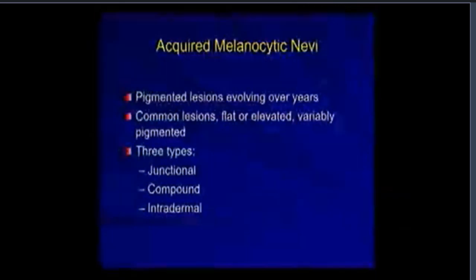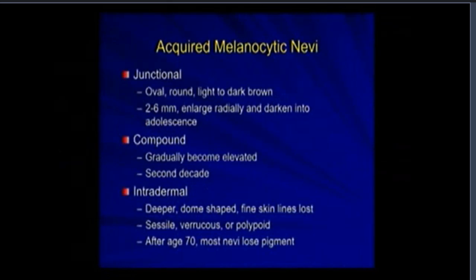Pigmented lesions evolve with years, meaning different age groups have different appearances. They can be divided into three types: junctional, in early age, compound in the middle age, and intradermal in the elderly. Junctional comes as an oval round light to dark color lesion, smaller in size. Compound gradually becomes elevated, typically in the second decade.